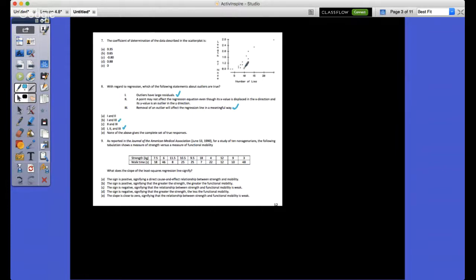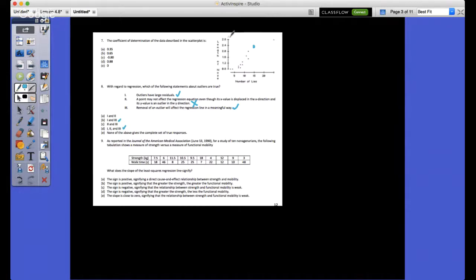It's really wordy. I'm thinking that it means if I displace, this is what I'm thinking. Okay, so I'm sorry, I'm thinking that this one's false. Because if a point on this is displaced, its x value is displaced in the x direction, and its y value is an outlier in the y direction.